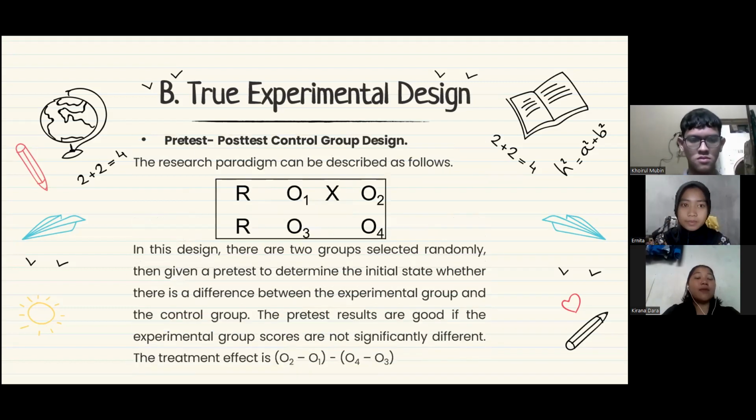Next. The second type is pre-test post-test control group design. The research paradigm can be described as follows. In this design, there are two groups selected randomly. They are given a pre-test to determine the initial state, whether there is a difference between the experimental group and the control group. The pre-test results are good if the experimental group scores are not significantly different, and the treatment effect is O2 minus O1 minus O4 minus O3. Next.